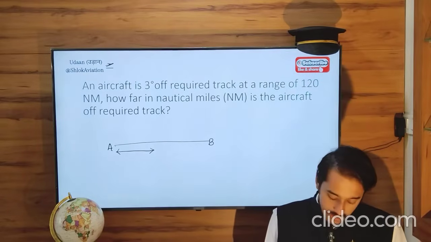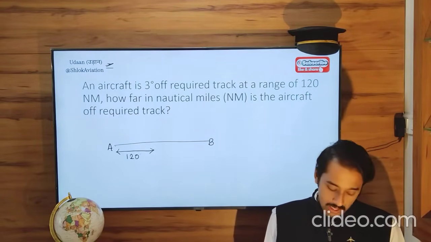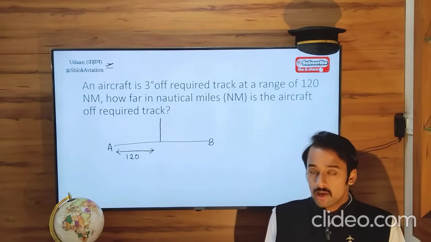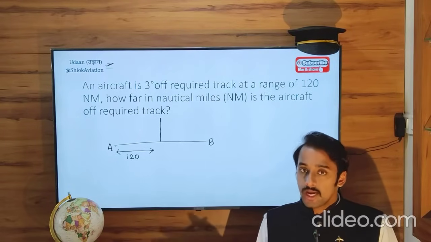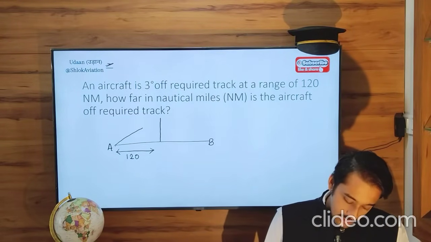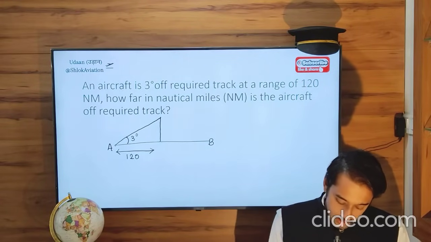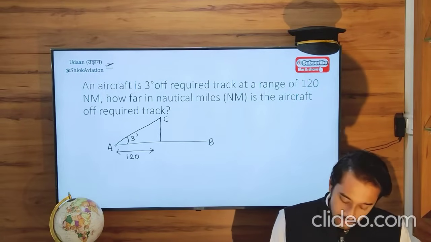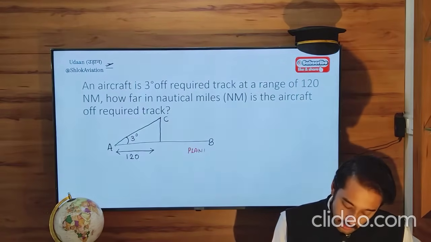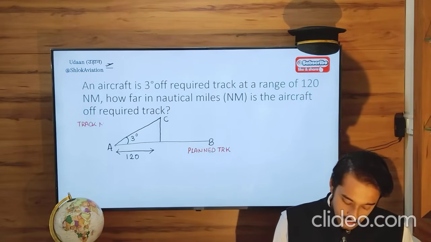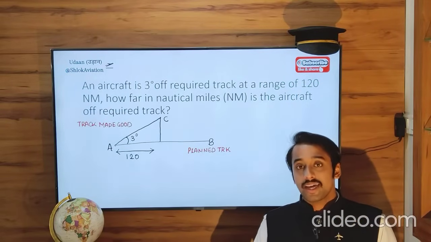while going from A to B at a distance of 120 nautical miles, you are some distance off the required track. Now they have not mentioned whether left or right. We can consider left. And track error is given to be 3 degrees. So AB becomes our planned track or the required track. AC becomes a track made good. And 3 degree becomes our track error angle.